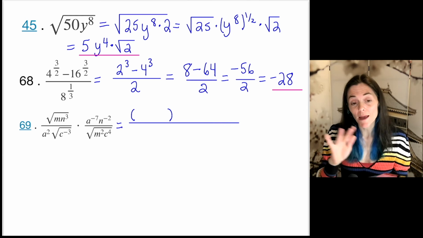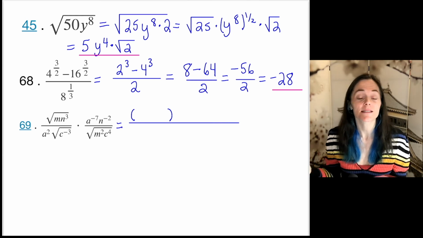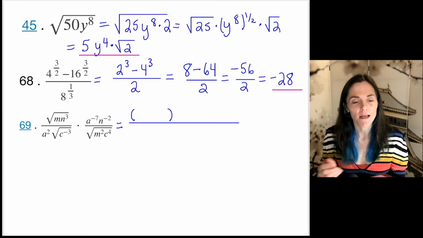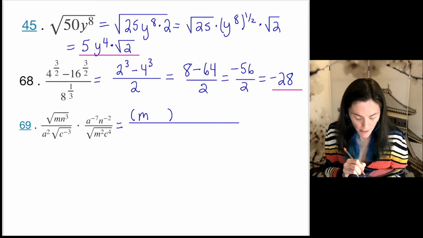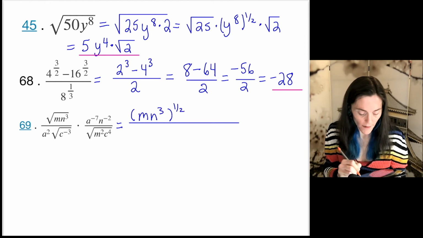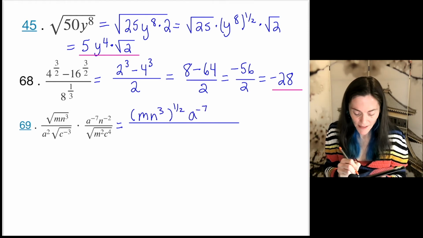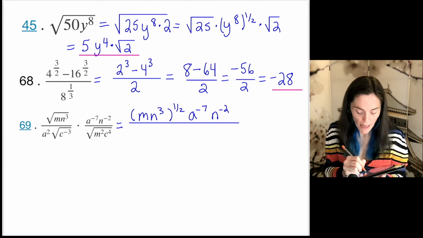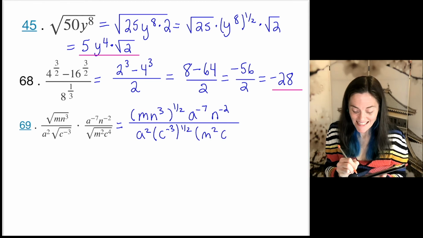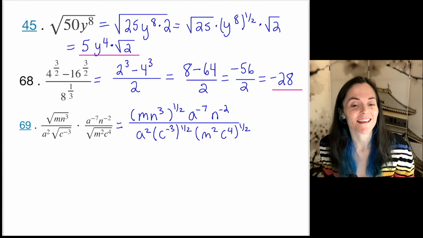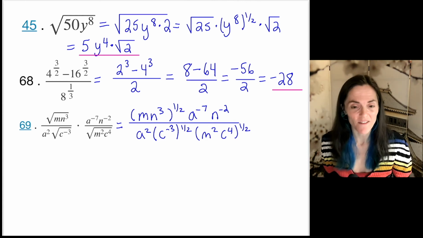You could work with the radicals and work with the powers separately as a first step, but I'm going to turn everything to powers. So this is mn cubed to the 1/2 power. Then I have a to the minus 7, n to the minus 2. I have a squared, c to the minus 3 to the 1/2 power. And then I have m squared c to the 4th to the 1/2 power. So far, I've just rewritten this, writing the radicals as a 1/2 power.